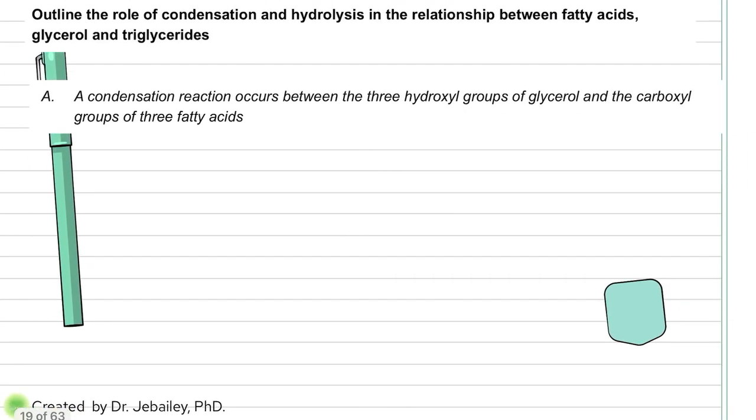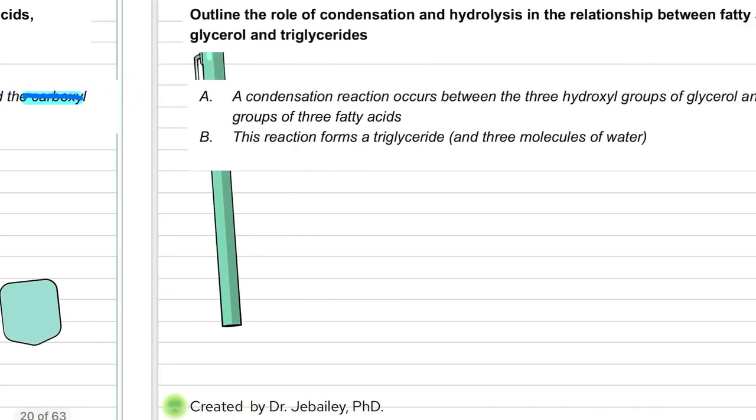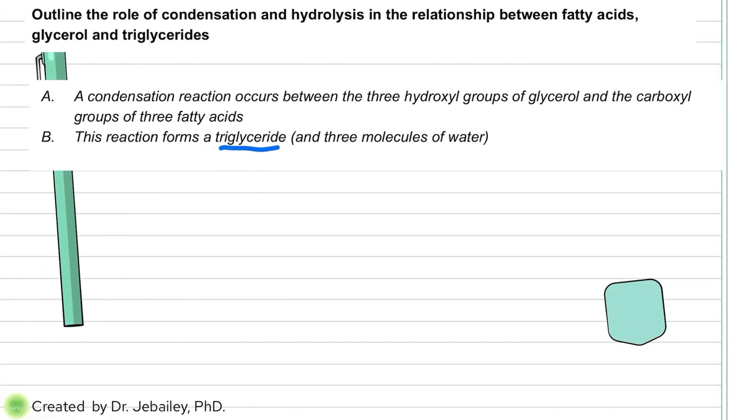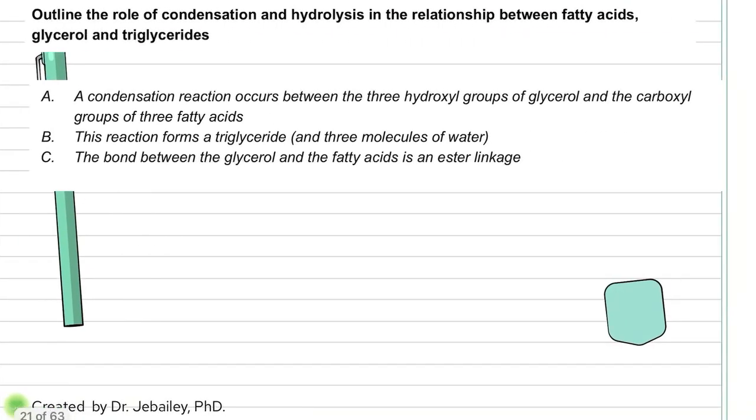So let's look at the mark scheme. You can see the condensation reaction here occurs between 3 hydroxyl groups of glycerol and carboxyl groups of 3 fatty acids. Now here's in more detail, but IB does accept if you just mention condensation occurs between a glycerol and 3 fatty acids. So just saying glycerol and 3 fatty acids, you will get those points. Next, it forms triglycerides, as we mentioned, and of course you can mention the 3 waters that are being released. You also can say the bond between the glycerol and fatty acid is ester linkage.